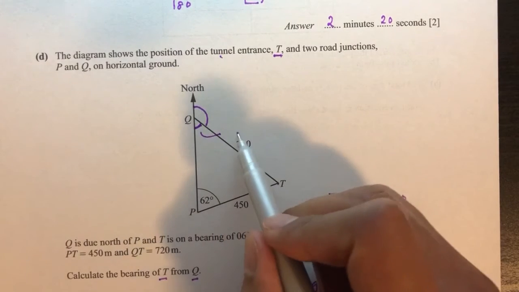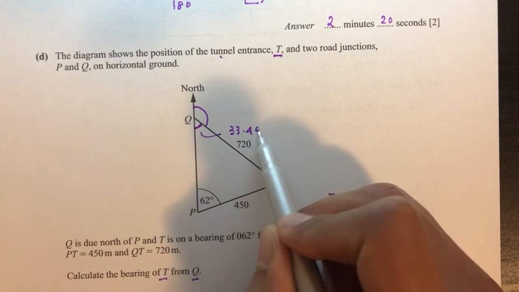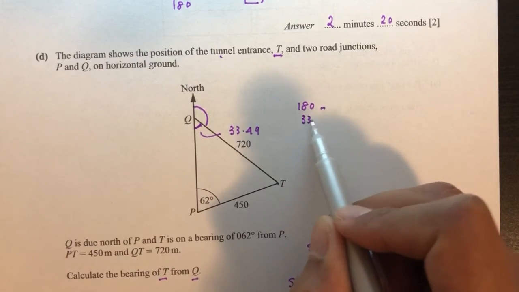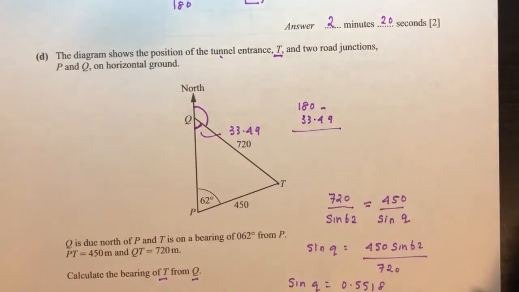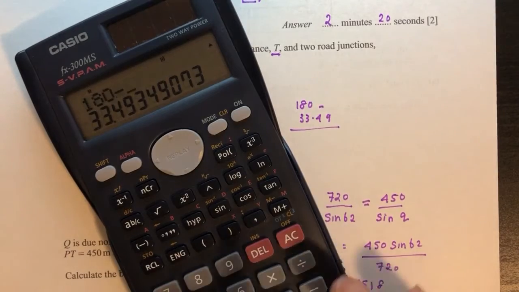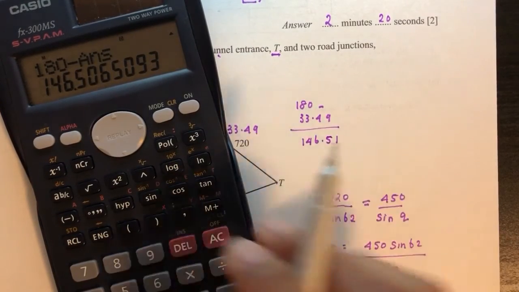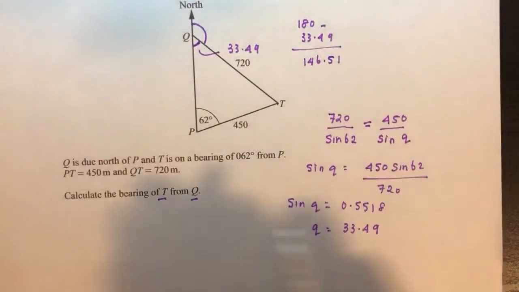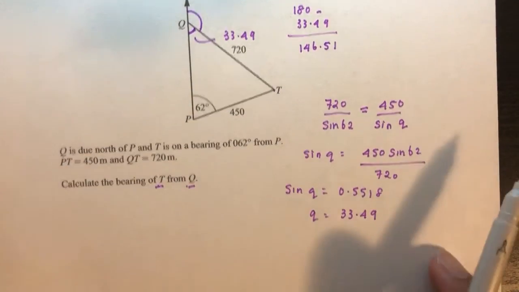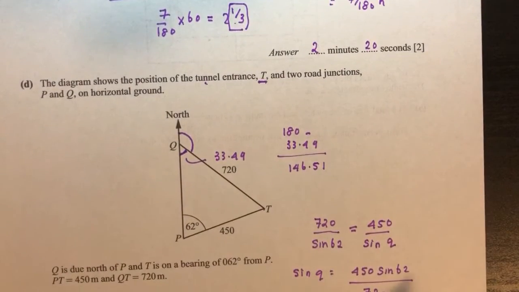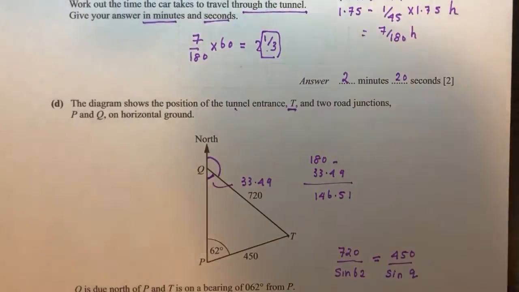So that is 33.49. So this one needs to be 180 minus 33.49. This will be what? 180 minus answer, that will be 146.51. So the bearing of T from Q will be 146.5. This will be D, and that is question number 9.